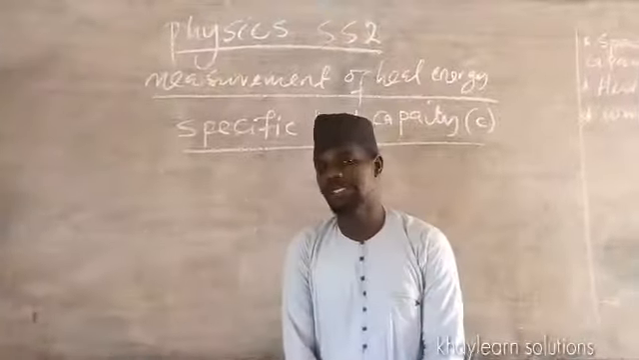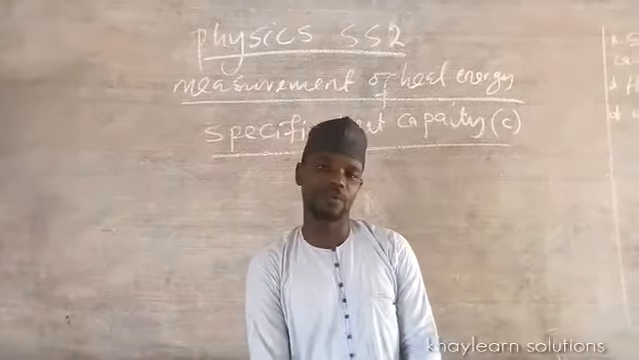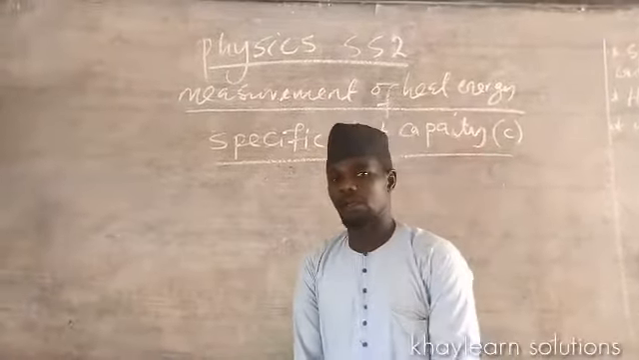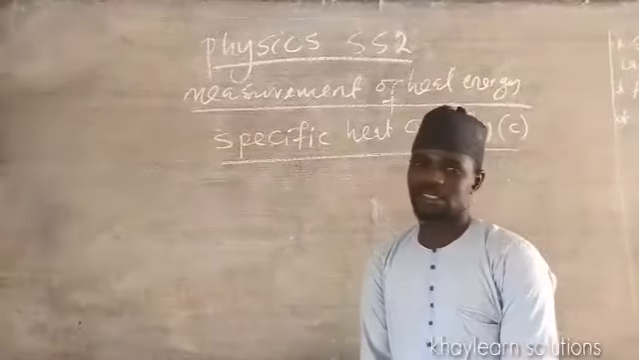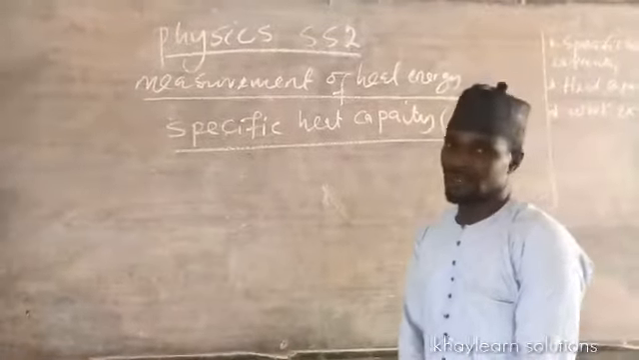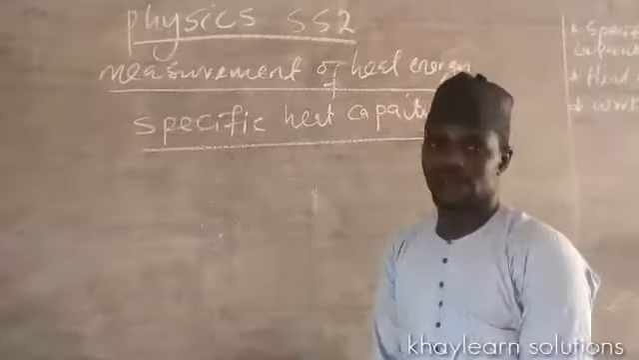Like I promised, we are going to talk about these three items stated on the board there. Number one is specific heat capacity, number two is heat capacity, and the last, which is examples, is going to be solved under this very item. So let's see how we can get the specific heat capacity.